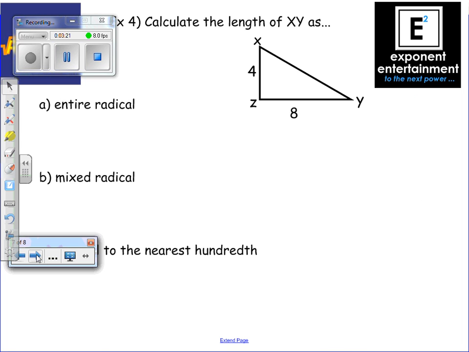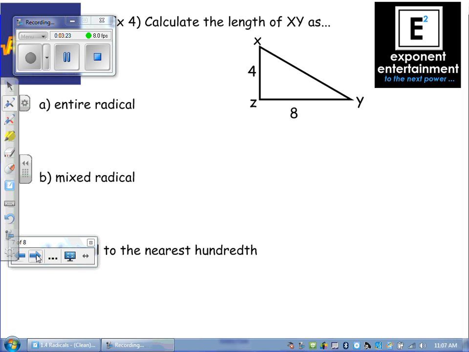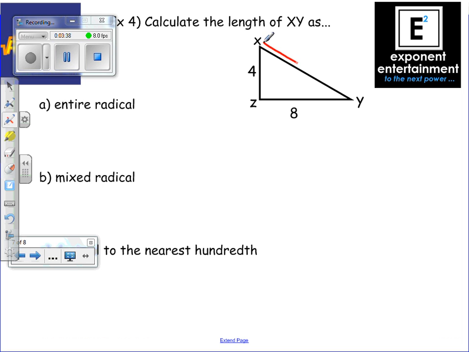Okay. This one. These are the types of questions we're going to have to be able to do. So it says calculate the length of XY. When it gives you two letters like that, go to the first one and draw a line to wherever the second letter is. And that's the side length it's asking for. How do we calculate the side length of a triangle? This is a little bit of a reminder from the past few years in math.